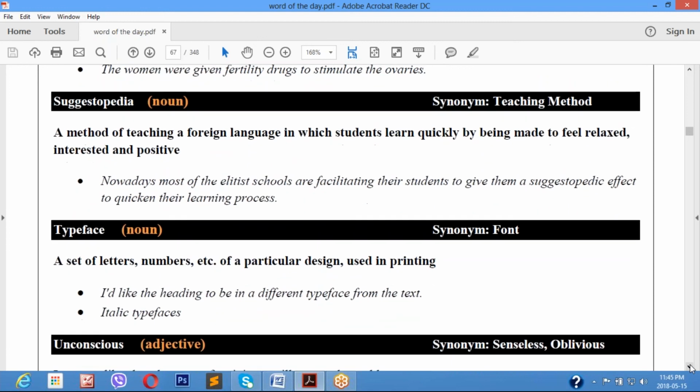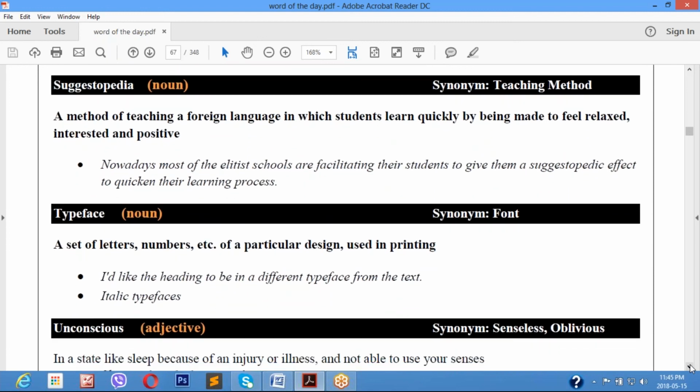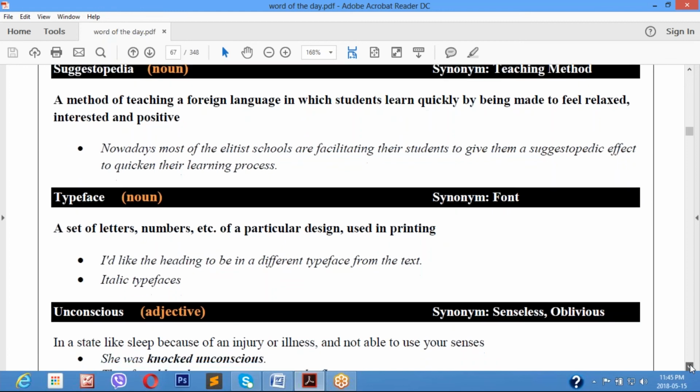सजेस्टोपीडिया एक सब्जेक्ट है जिसके अंदर टीचिंग मेथोडोलॉजी है, खास तौर पे लैंग्वेज की, method of teaching foreign language in which students learn quickly by being made to feel relaxed, interested and positive. एक एनवायरनमेंट क्रिएट किया जाता है, म्यूजिक चल रहा है, अच्छे से सोफे पड़े हुए हैं, वहां पे आप बेसिकली रिलैक्स होके काम सिचुएशन के अंदर you are learning language.